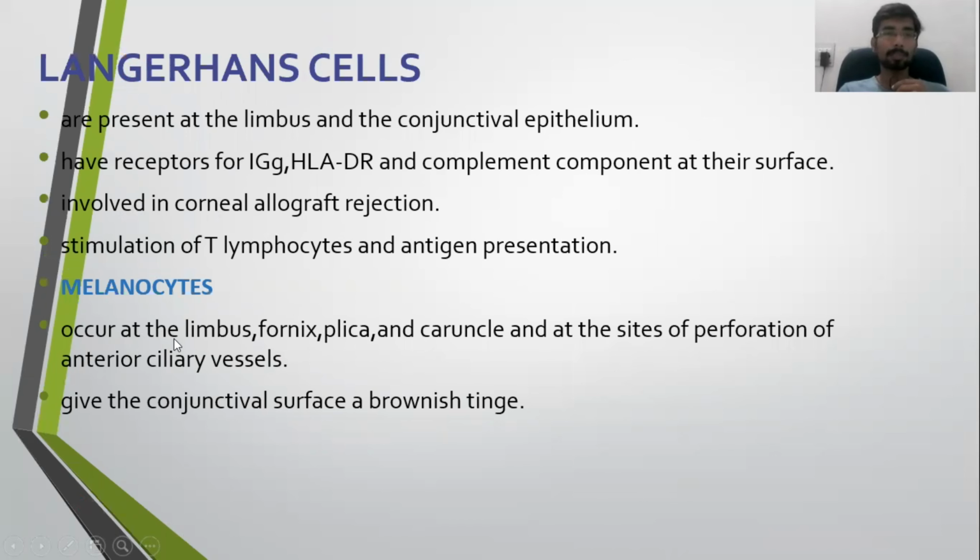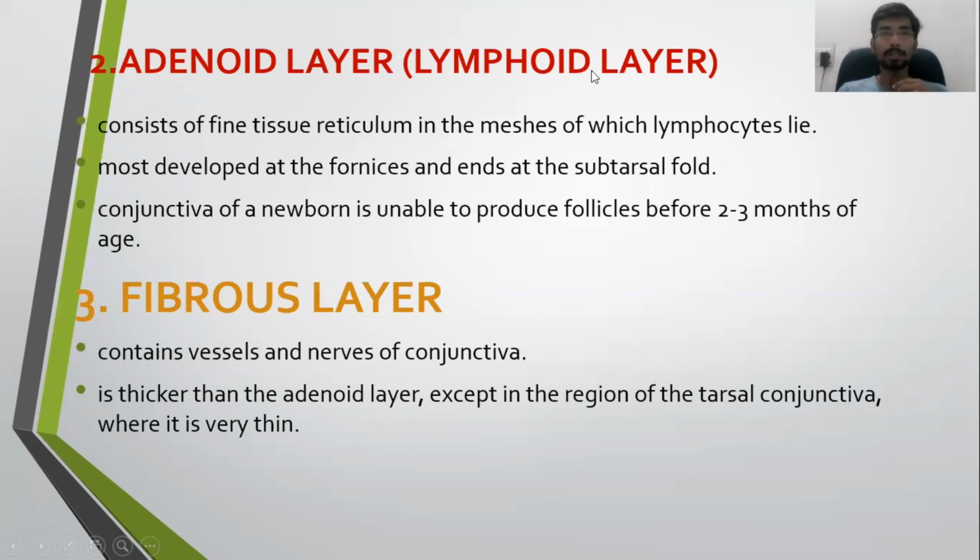Melanocytes are present at the limbus, fornix, plica and caruncle and at the site of perforation of anterior ciliary vessels. So melanocytes give the conjunctival surface the brownish tinge. Adenoid layer or lymphoid layer consists of fine tissue reticulum in the meshes of which lymphocytes lie, most developed at the fornices and ends at the subtarsal fold.